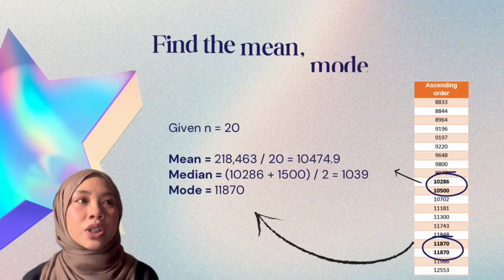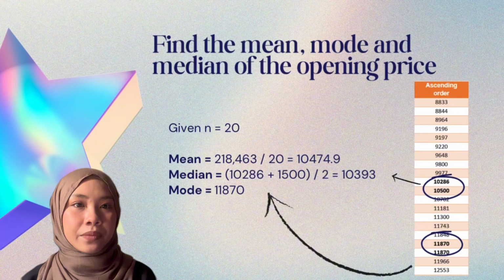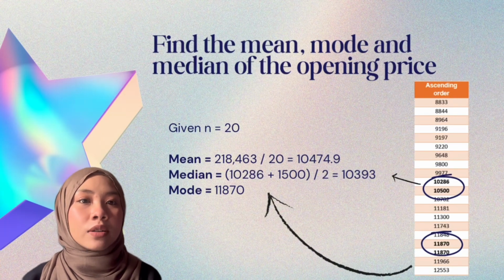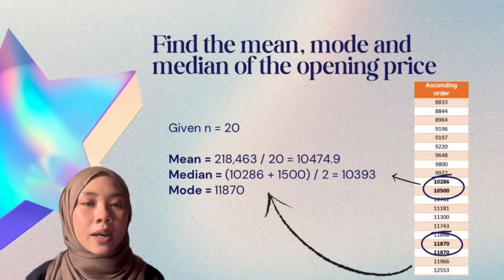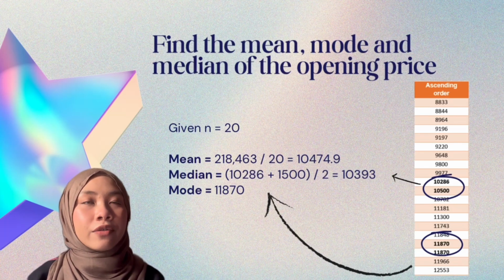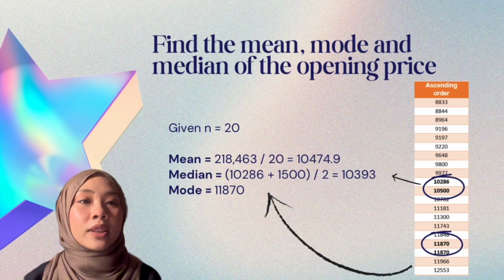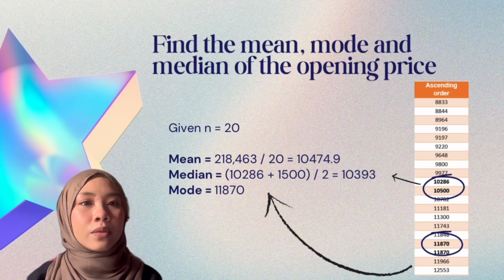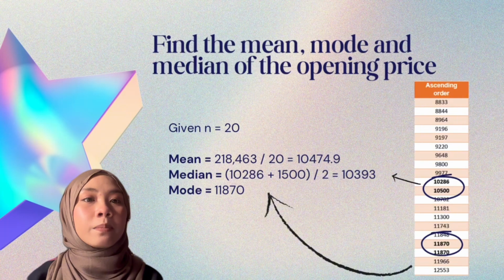The first question is to find the mean, mode and median. To find the mean, we need to total the opening price data and then divide by n, which is the sample size. The total is 218463, divided by 20, which is the sample size, and we get 10474.9.